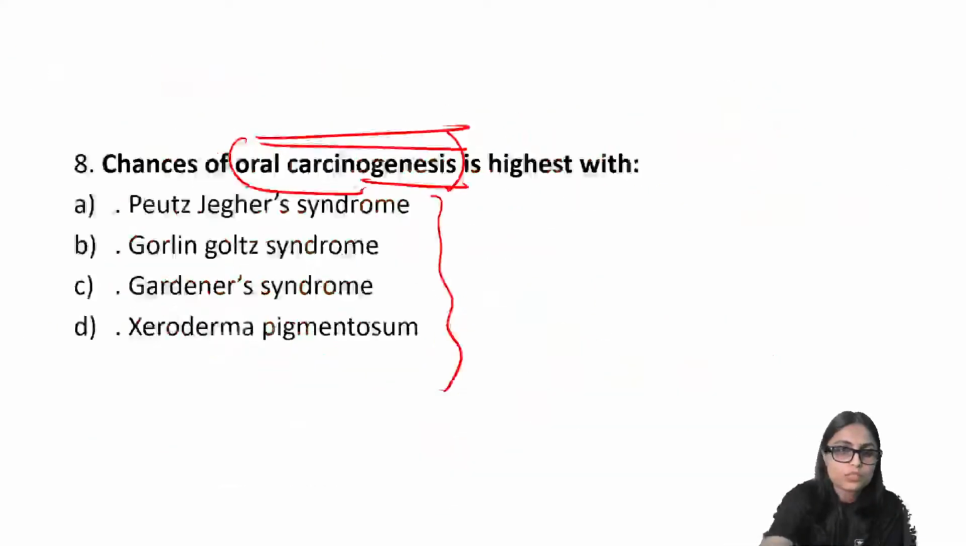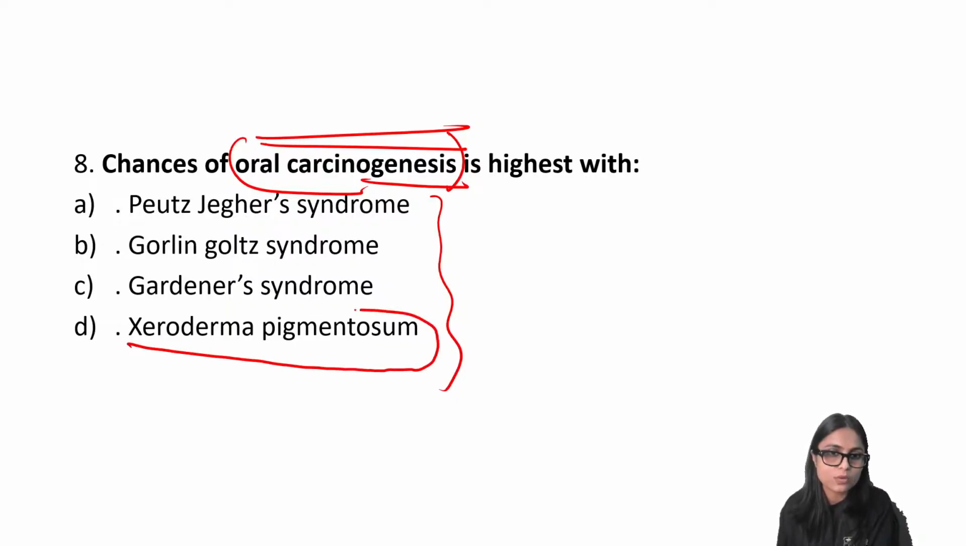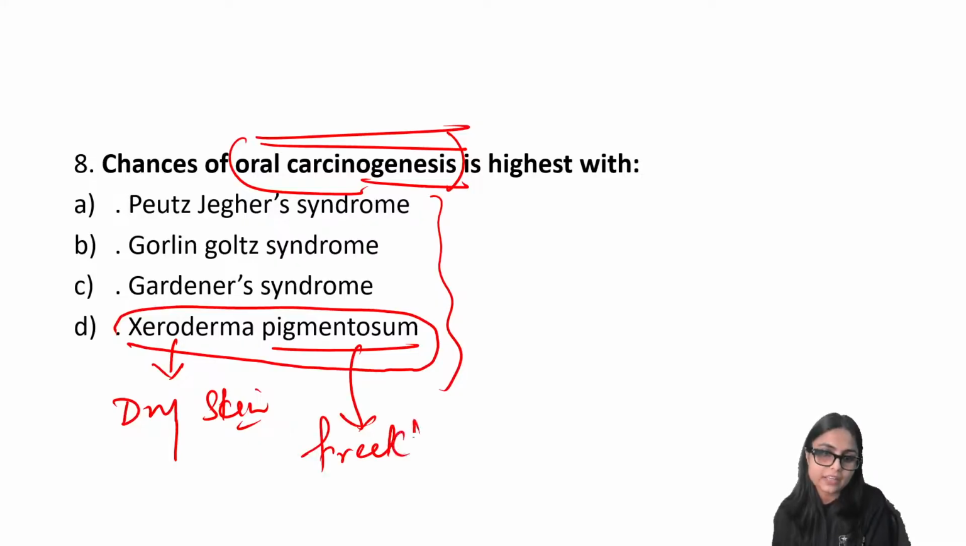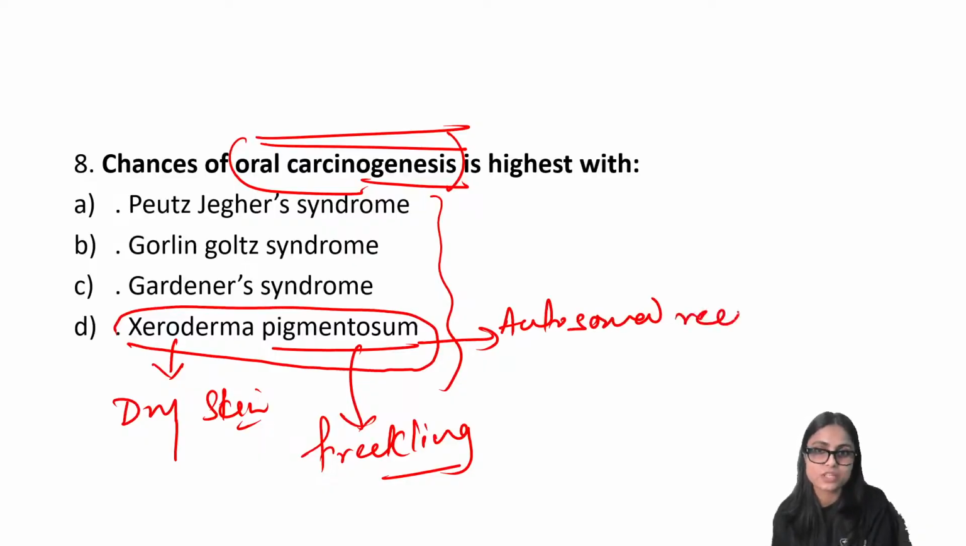Now, the last option that we have is xeroderma pigmentosum. Now, the name itself suggests it. Xero means what? Dry. Derma is skin. Dryness of skin. Pigmentosum means hyperpigmentation. So hyperpigmentation, we'll name it as freckling. Okay. So this condition is an autosomal recessive condition.